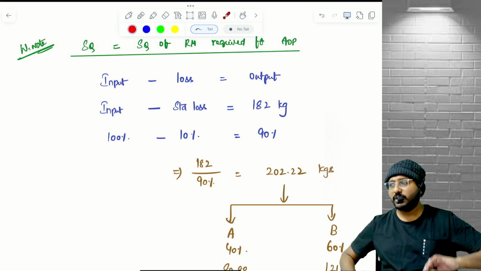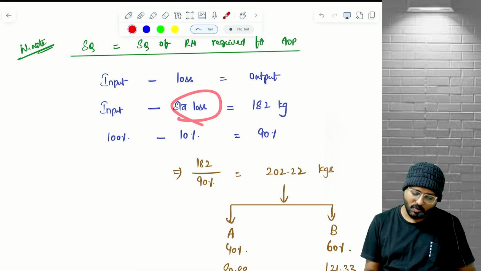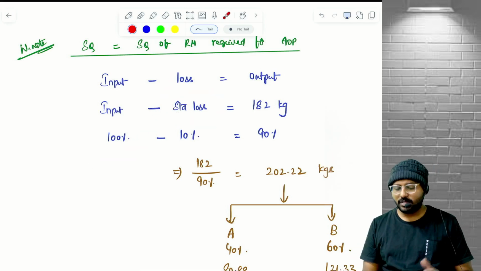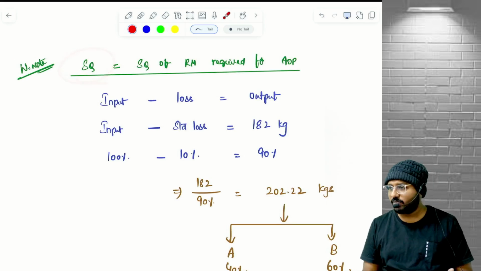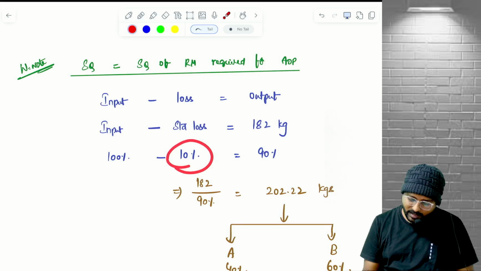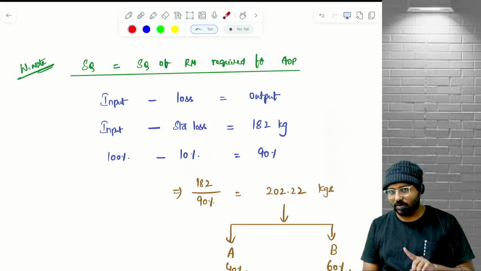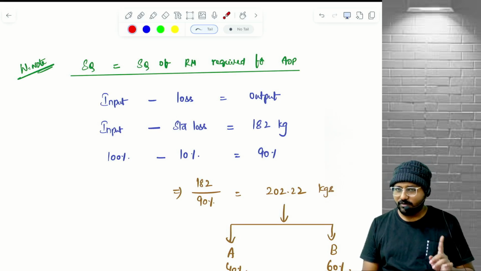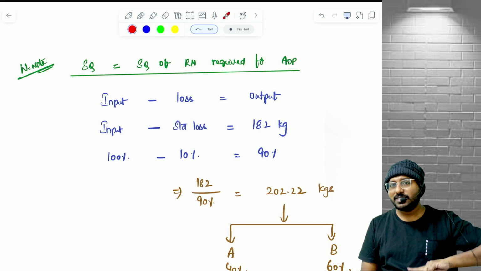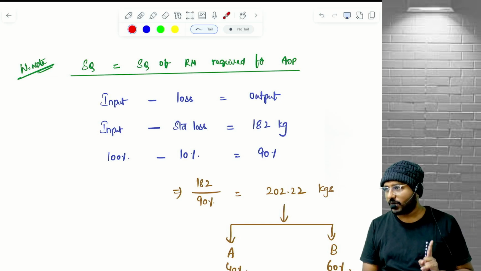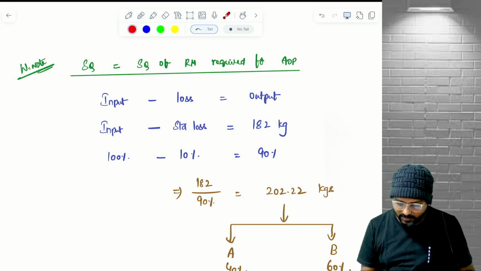Input. Now you might be thinking, sir, if you add back the loss, how are we getting standard input? Very simple, because SQ is nothing but standard input. Because we are adding back standard loss, not the actual loss. If you add back actual loss, you'll be getting actual input. If you add back standard loss, you'll be getting standard input. Got the point?